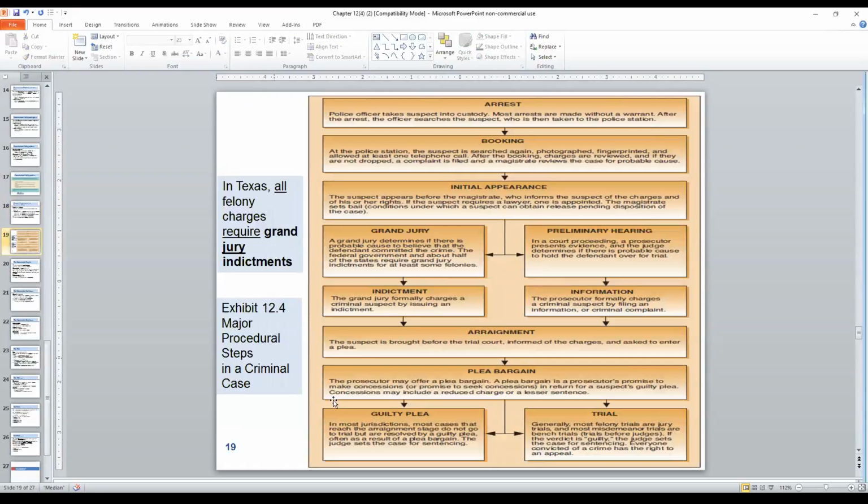This is the process. I really like this slide. It's an important example of how the criminal justice system works. And so let's spend some time on this.